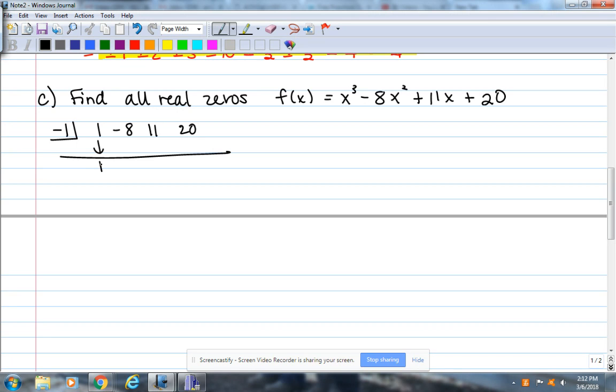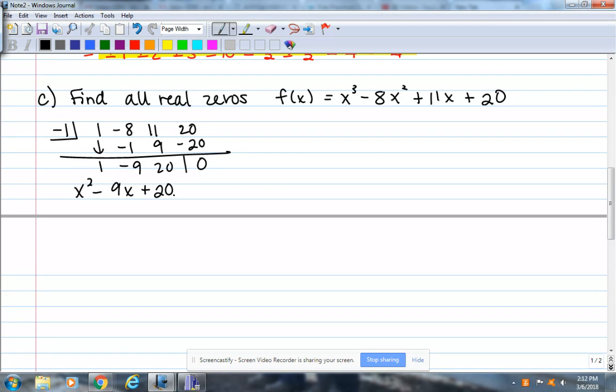Bring down your 1. Bottom times corner, and you get -1. Then you add, get -9. Bottom times corner gets +9. Put it there. Then you add. Bottom times corner gets you -20. And you add and get 0. So I'm getting, go down a degree, x squared minus 9x plus 20.